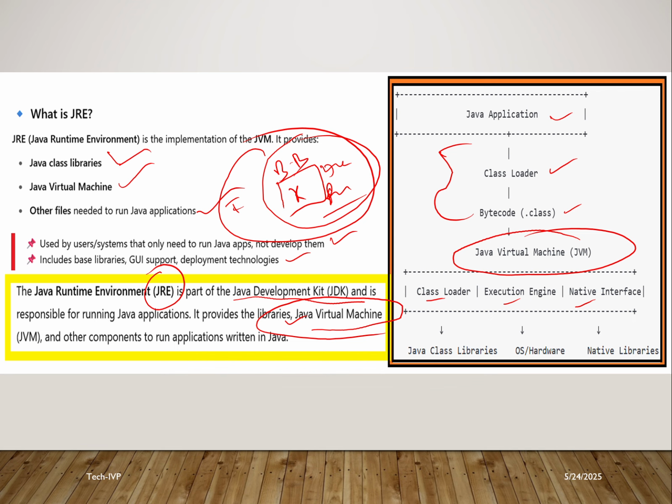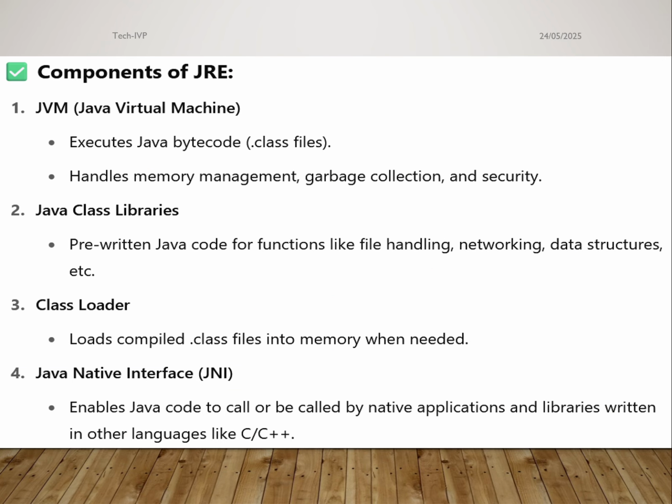In a similar way, JDK is a kit, which allows us to perform Java program execution or build Java programs. In this JDK we have JRE and then JVM. So I hope you understand how these things are working. Come to the next slide.